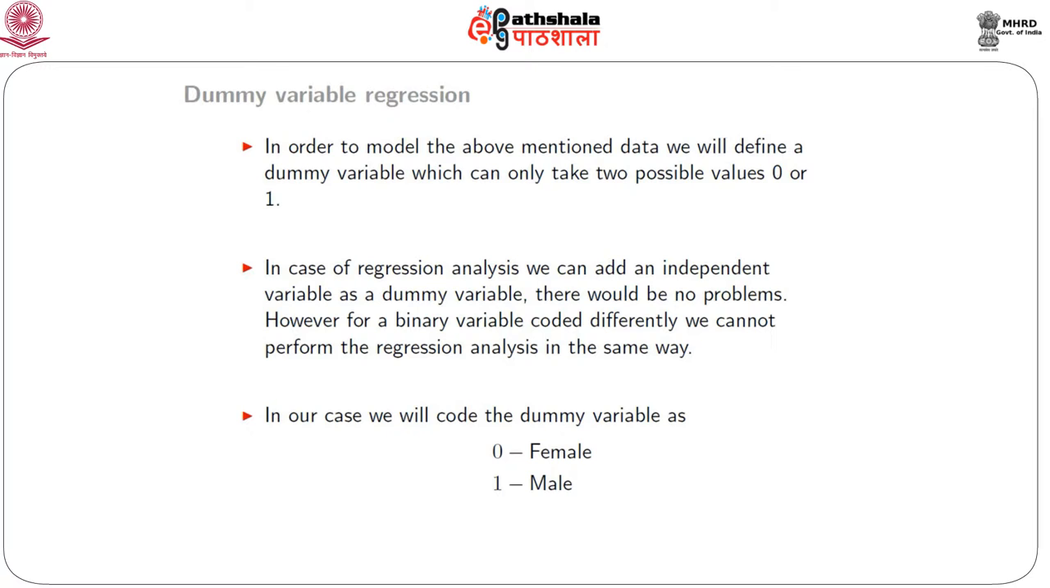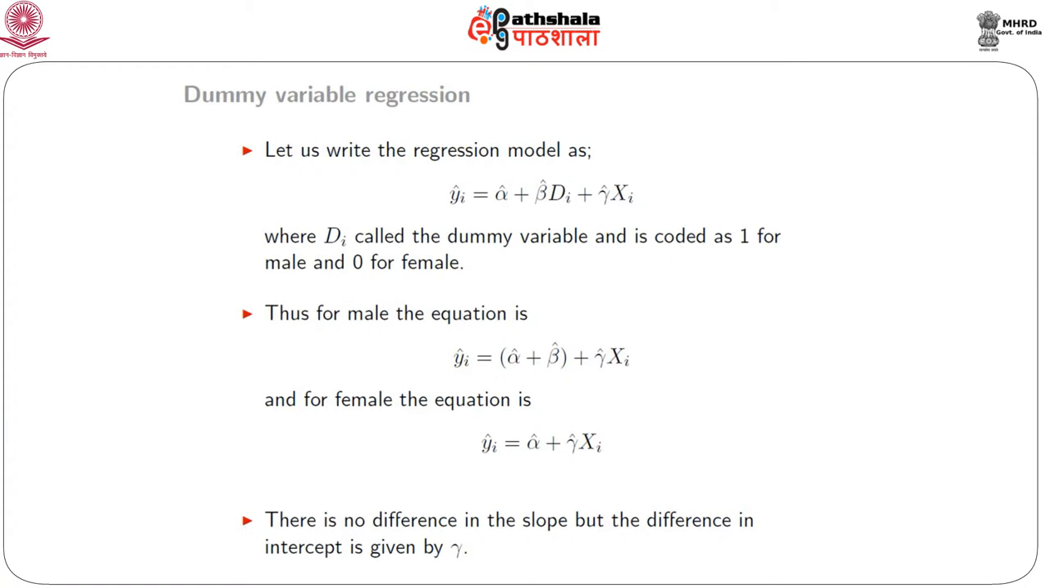So, in regression analysis, we can add an independent variable as a dummy variable and there would be no problem. However, for a binary variable coded differently, we cannot perform the regression analysis in the same way. When we have a regression model which has one continuous predictor variable, then including another predictor variable which is also continuous would only add an additional regression coefficient in the model. However, the interpretation of the regression coefficients remains the same as that for one regression parameter. But when we want to include a dummy variable into our regression model, then the interpretation of the corresponding regression analysis changes.